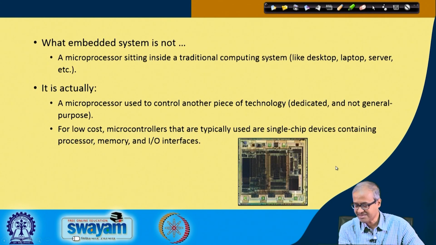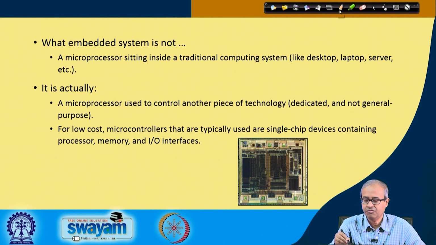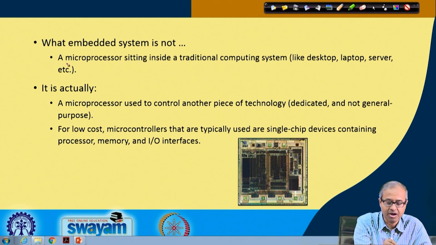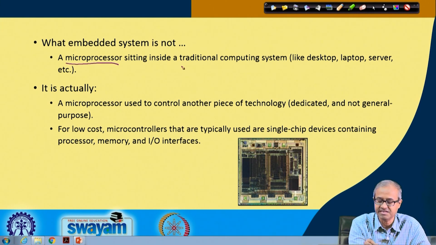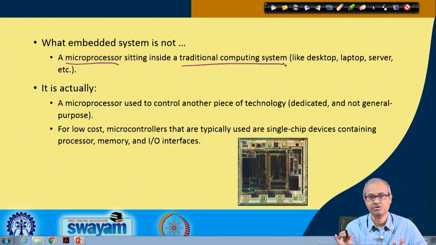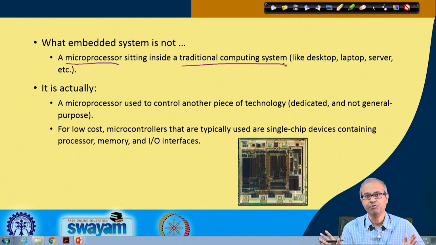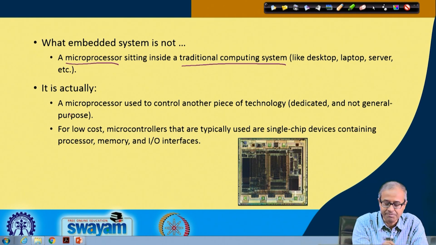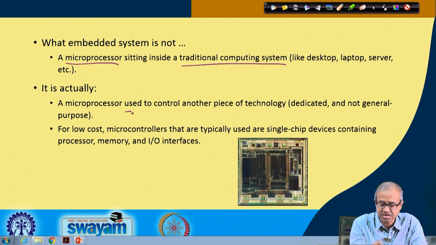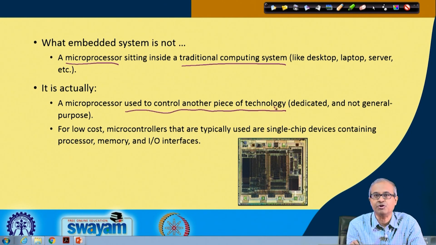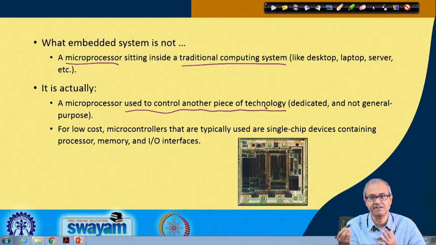Now, what is an embedded system not? Well, it is not a microprocessor sitting inside a traditional computing system. No, it is not. We call it a computer, we do not call it an embedded system, right. Well, it is a microprocessor used to control another piece of technology like an AC machine, like a microwave, like a refrigerator and so on. This is what an embedded system is. It is embedded inside some other system. Okay.